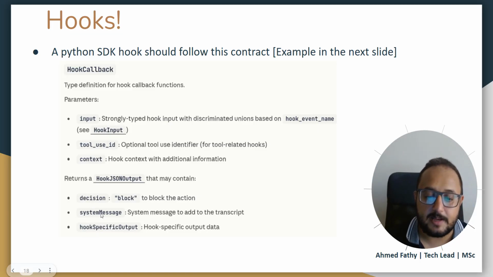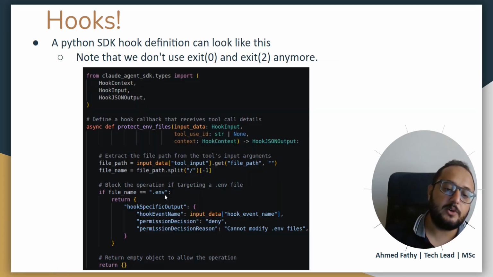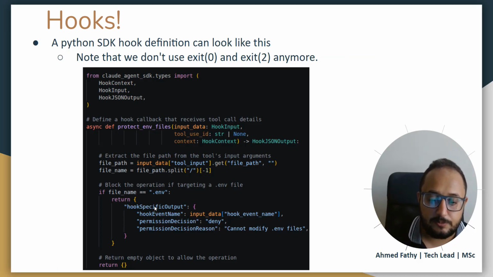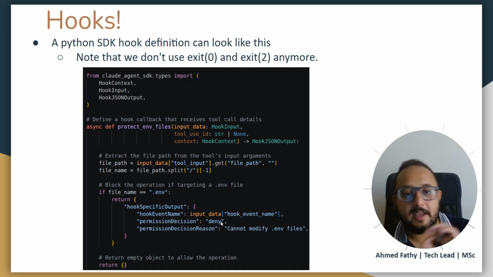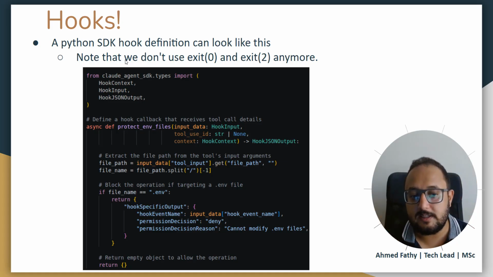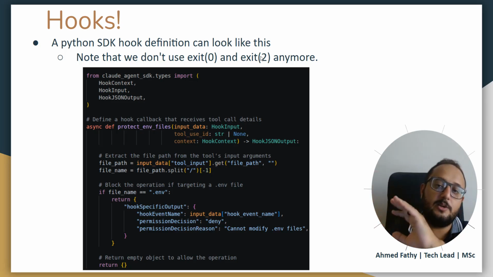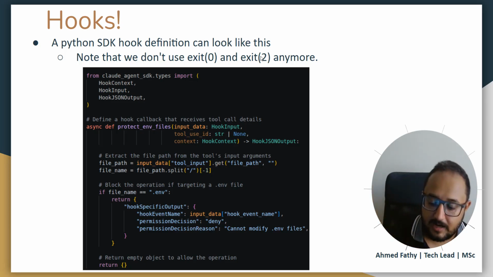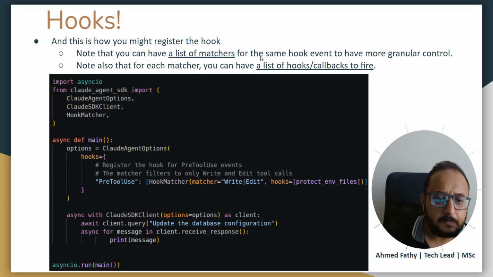Like a system message, or a decision block to block this action if we want. However, you can also just return hook specific output, for example, permission decision deny. So there are multiple ways to deny execution, I would say. If you return an empty object, this allows the operation. Note that here in the Claude Agent SDK, we don't use exit 0 and exit 2. In the script version, we actually use exit 0 and exit 2. A little bit of a difference.